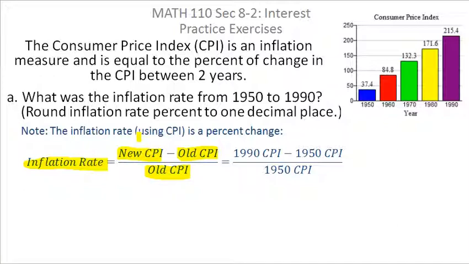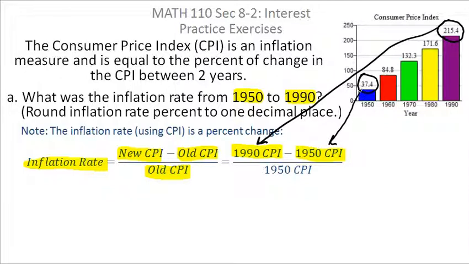Well, the new CPI, they're talking about from 1990 to 1950, or 1950 to 1990. So the new CPI is the 1990 CPI, and that's where we're going to need that number, the 215.4, and that will go here. And then we'll need the 1950 CPI value. So that number, 37.4, will go here, but it also goes here. Well, once you figure that out, that you're using the percent increase formula, it all falls into place pretty easily.